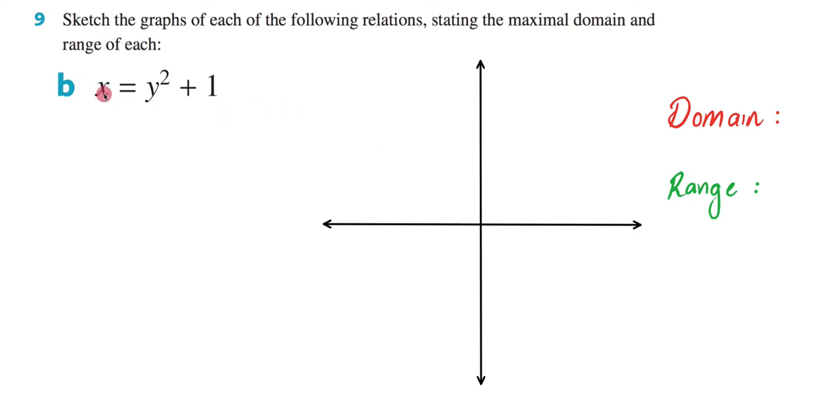So we're doing question 9b from exercise 5b, which is asking us to sketch the graphs of each of the following relations, stating the maximal domain and range of each. So here we have x equals y squared plus 1.